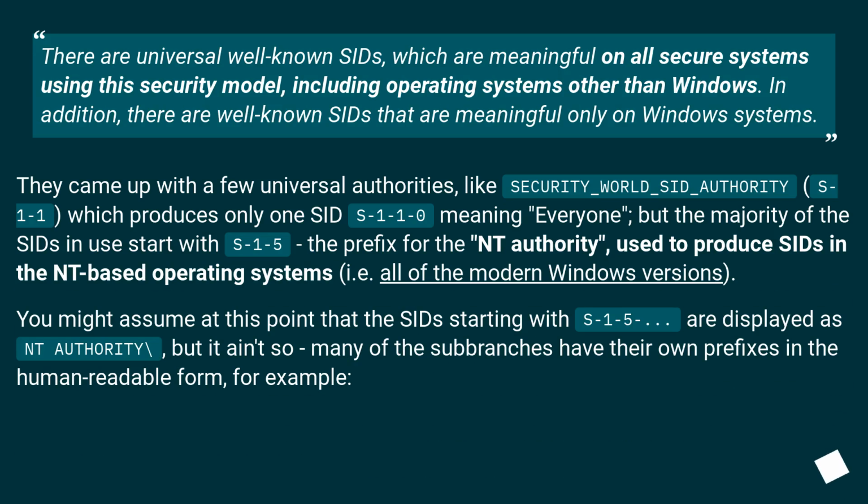There are universal well-known SIDs, which are meaningful on all secure systems using this security model, including operating systems other than Windows. In addition, there are well-known SIDs that are meaningful only on Windows systems. They came up with a few universal authorities, like SECURITY_WORLD_SID_AUTHORITY, S-1-1, which produces only one SID, S-1-1-0, meaning everyone.